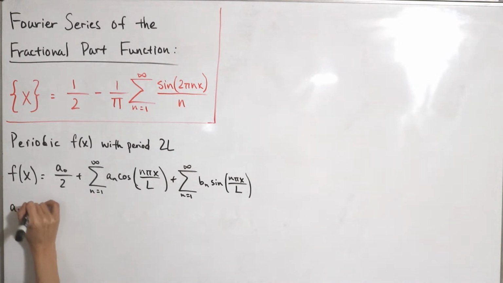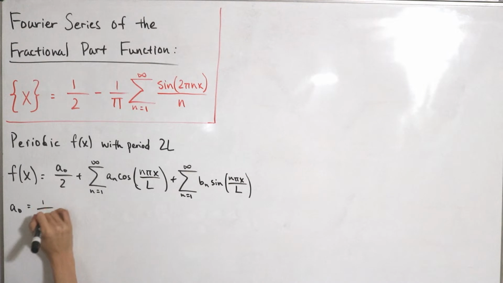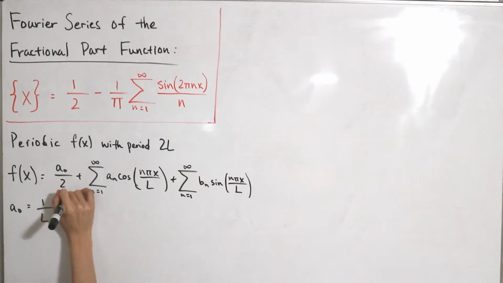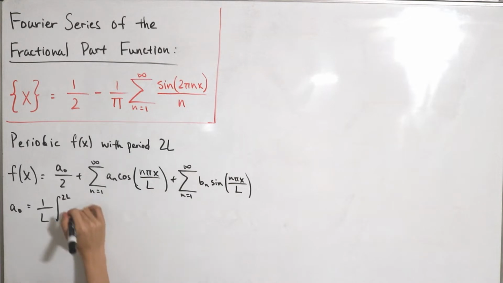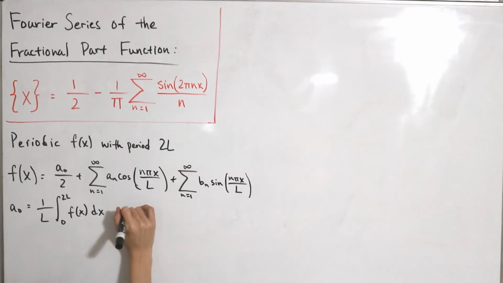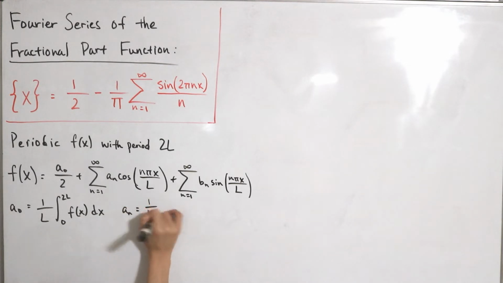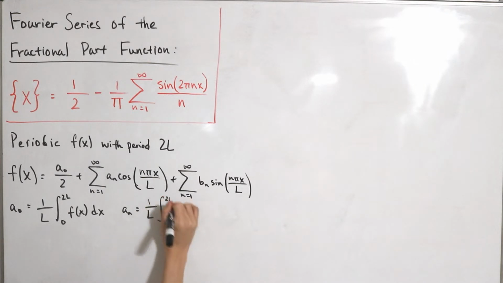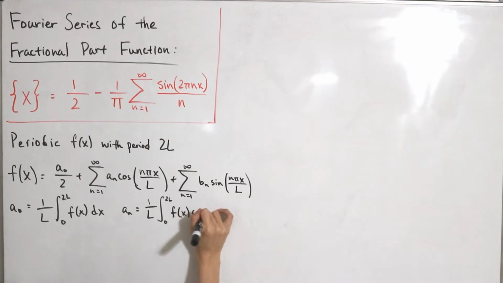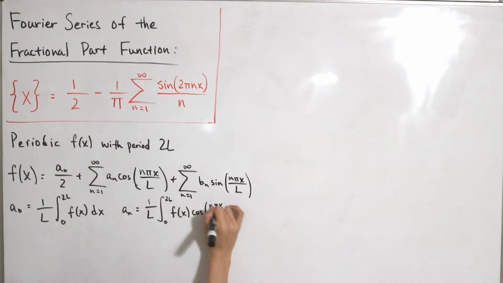So a sub 0 is written as 1 divided by L, then with our integral. Depending on your personal preference, there's the integral for each Fourier coefficient. It goes from negative pi to pi, or you can do this from 0 to 2L of your period of f of x, dx. That's for our a sub 0. A sub n is going to be the same thing: 1 over L, integral from 0 to 2L, and then f of x multiplied by cosine of n times pi times x divided by L.